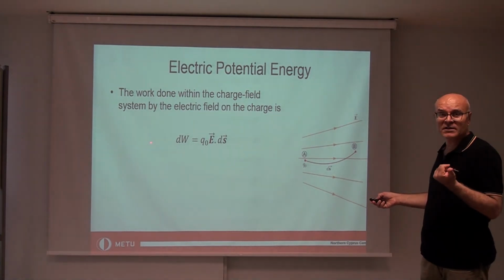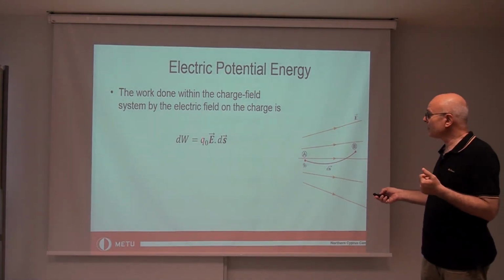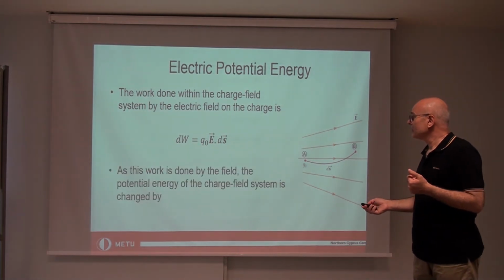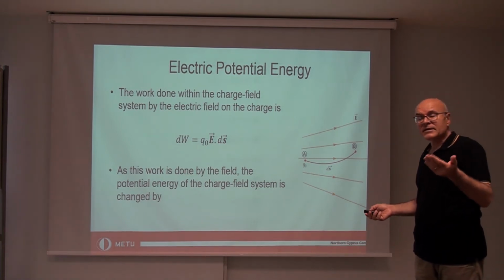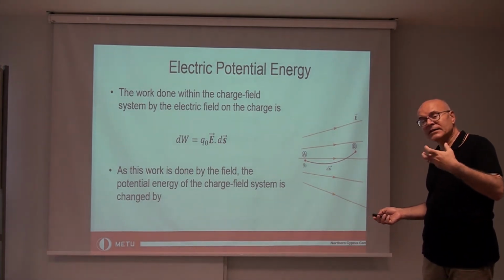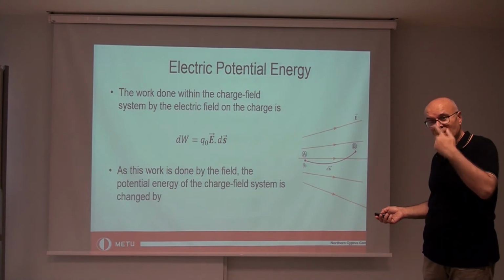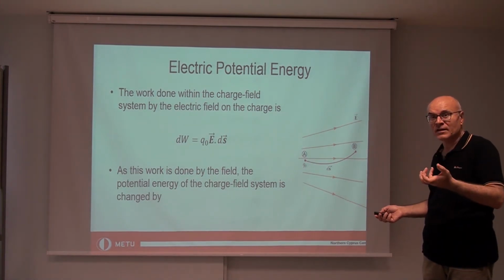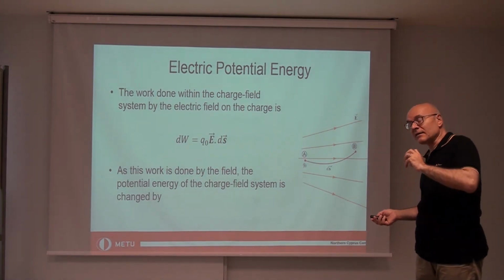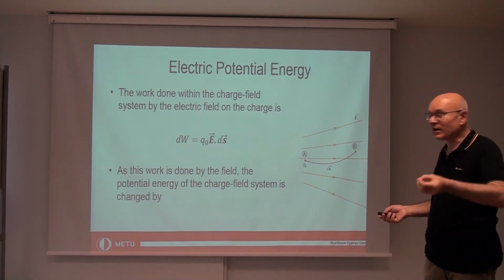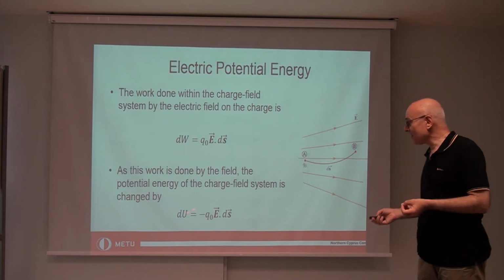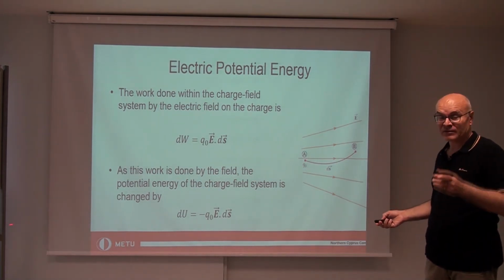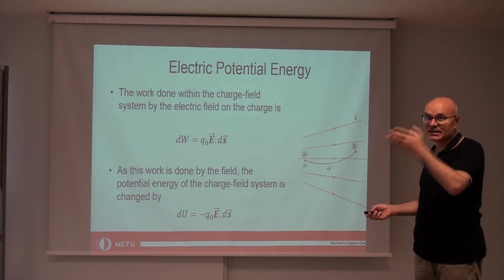Q0E is the electric force, so it's F dot ds, electric force dot ds. Now, the electric field is an internal force. When an internal force does work, there is a change in the potential energy, and this change is negative. W internal is equal to minus delta U.